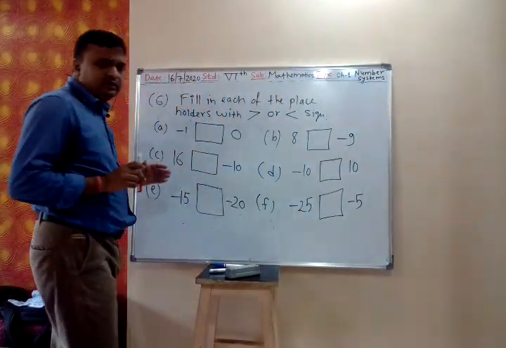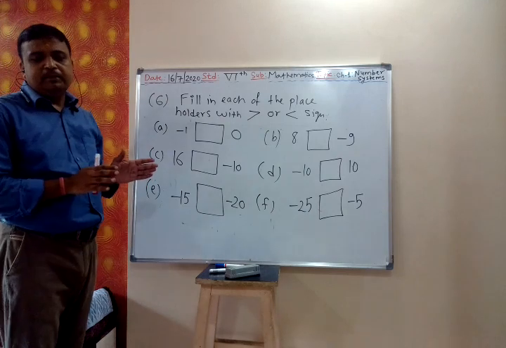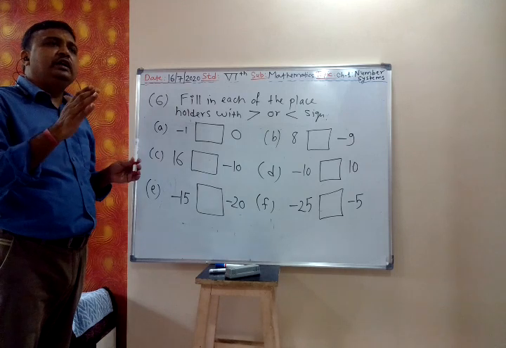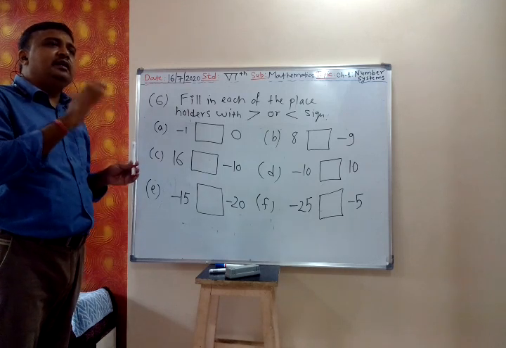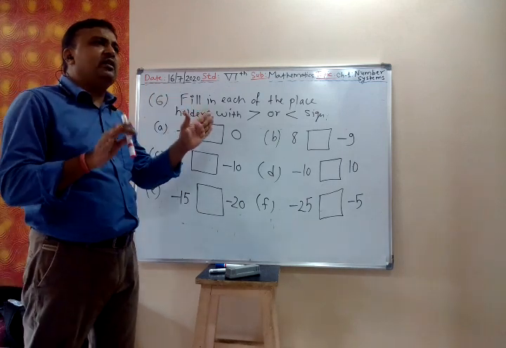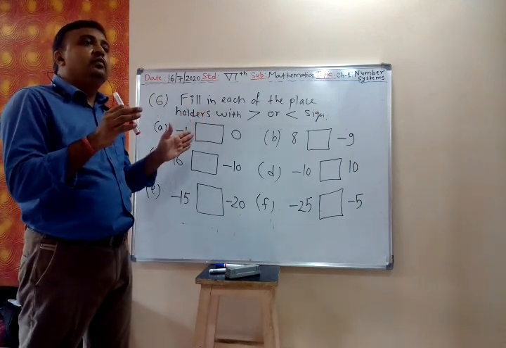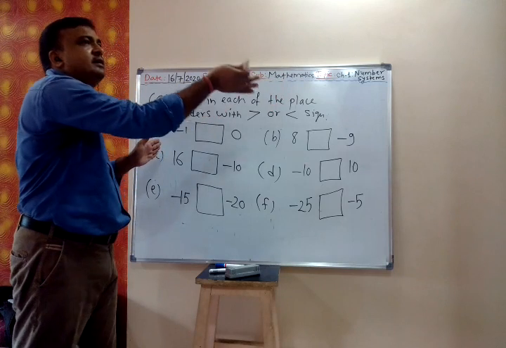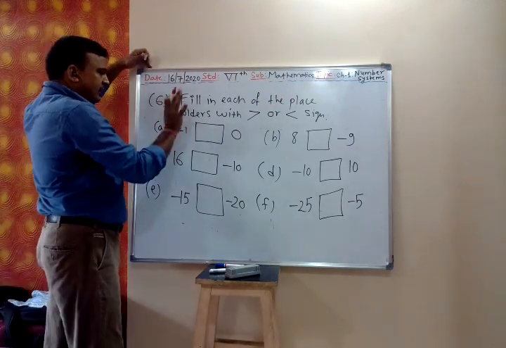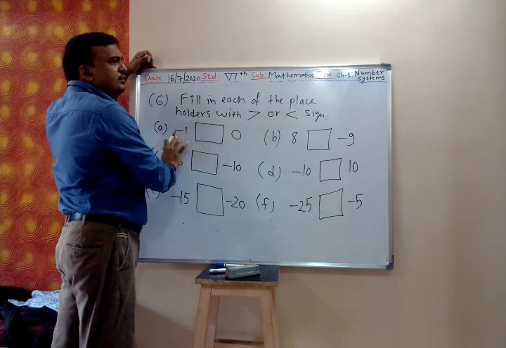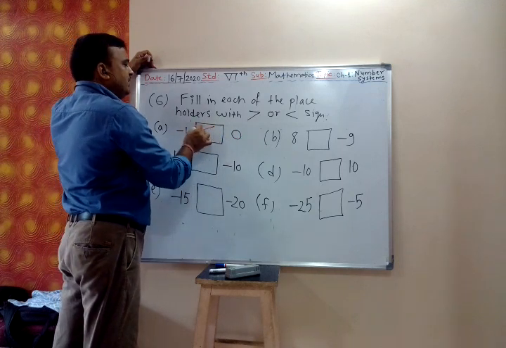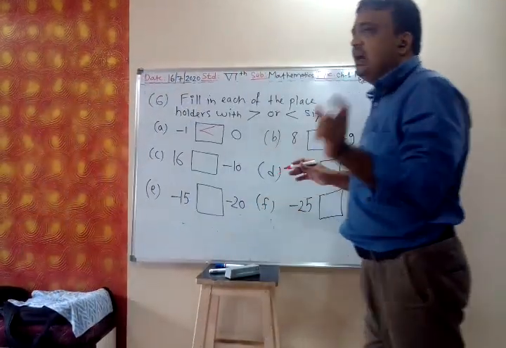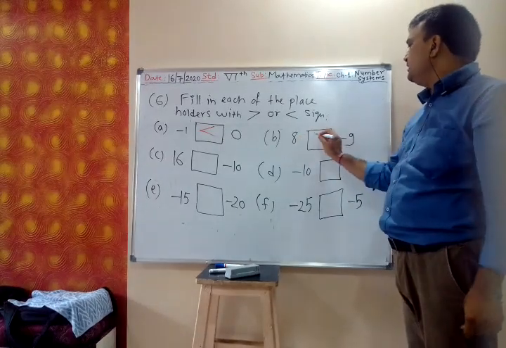So you remember, to decide which number is bigger and which is smaller, you have to see the number on the left. The number on the left will be smaller and the number on the right will be bigger. So -1 and 0: 0 is on the right, so this is bigger. The number which is on the right will be bigger. So 8 is on the right of -9, so this is bigger.